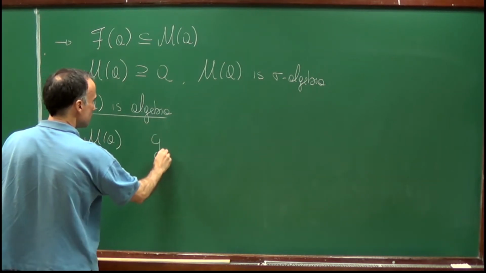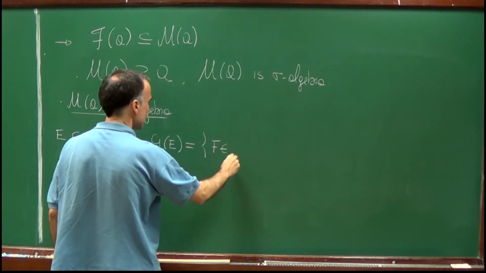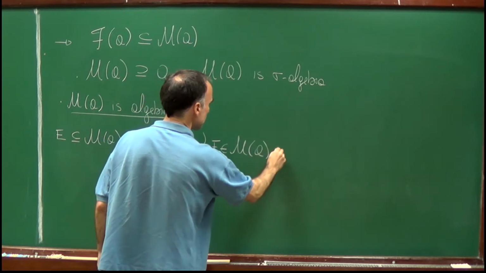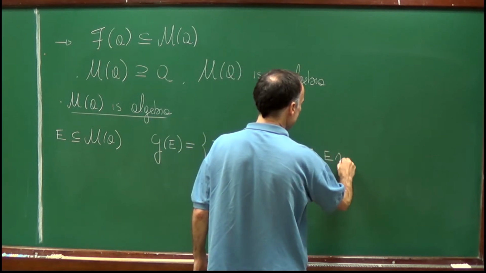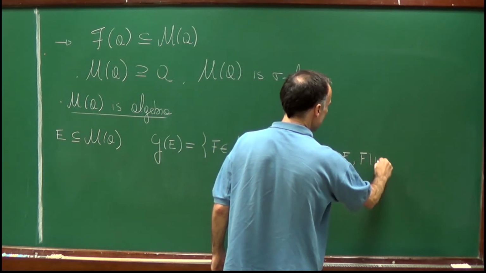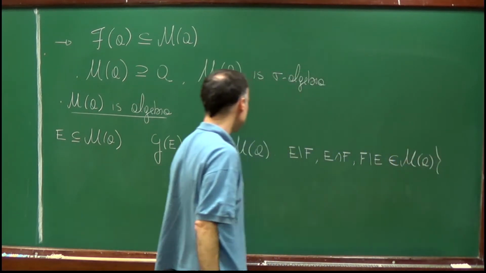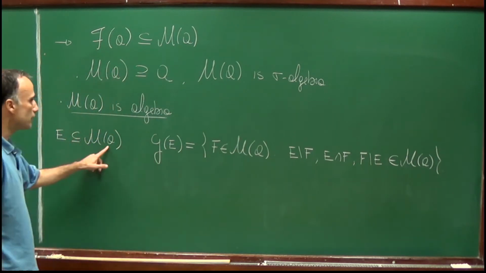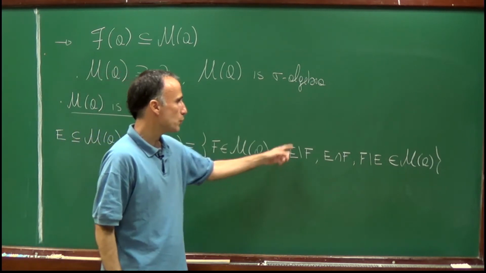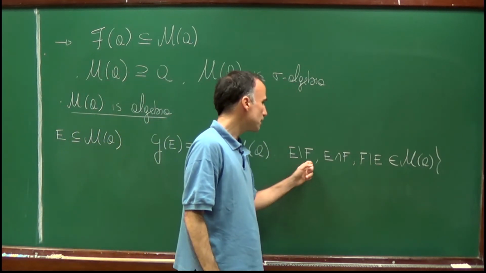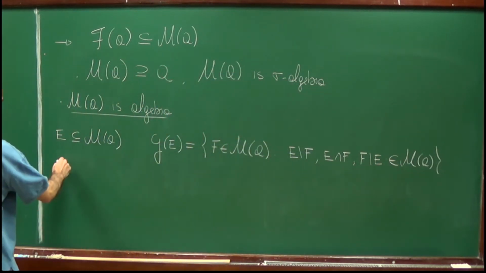I will represent by G of E these sets F in M of A, such that E minus F, E intersection F, and F minus E, they all belong to M of A. Right? So for a fixed set E in M of A, I will represent by G of E all the sets F in M of A for which E minus F, E intersection F, and F minus E belong to M of A.